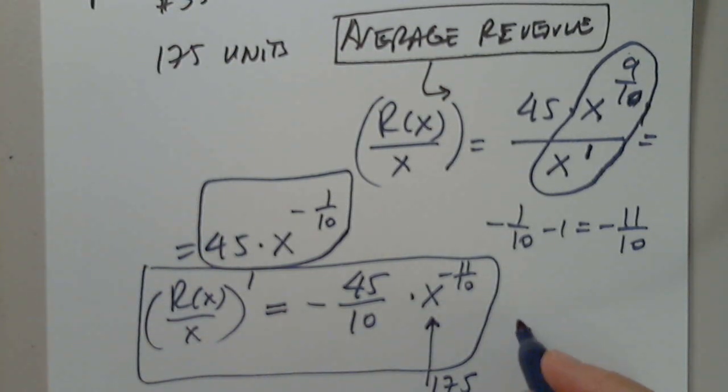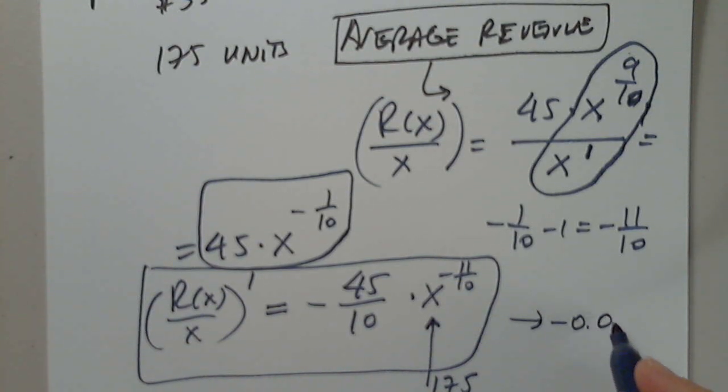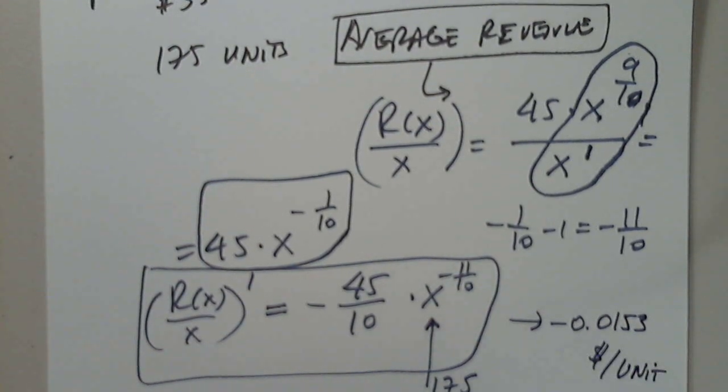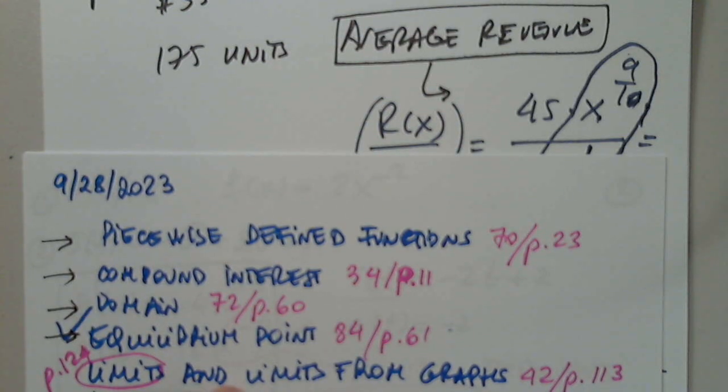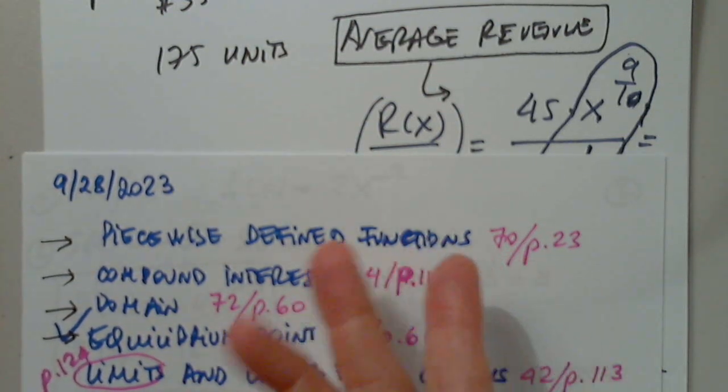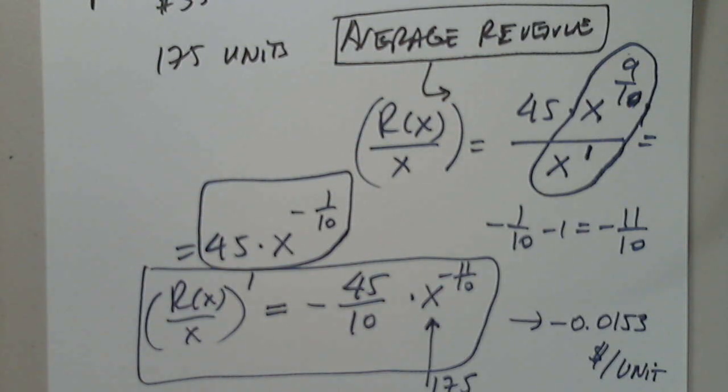So it's decreasing 0.0153 dollars per unit. So careful how you enter in the graphing calculator. Okay, perfect. Now I would like to look at the piecewise defined function and then look at compound interest and domain, but let's do it.